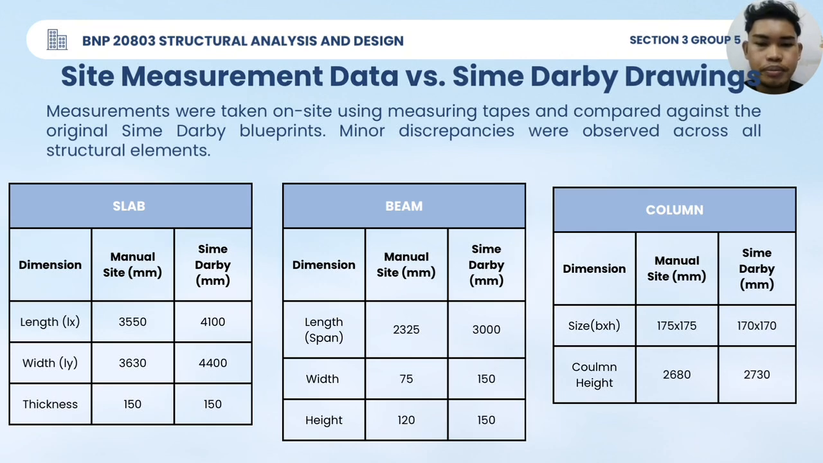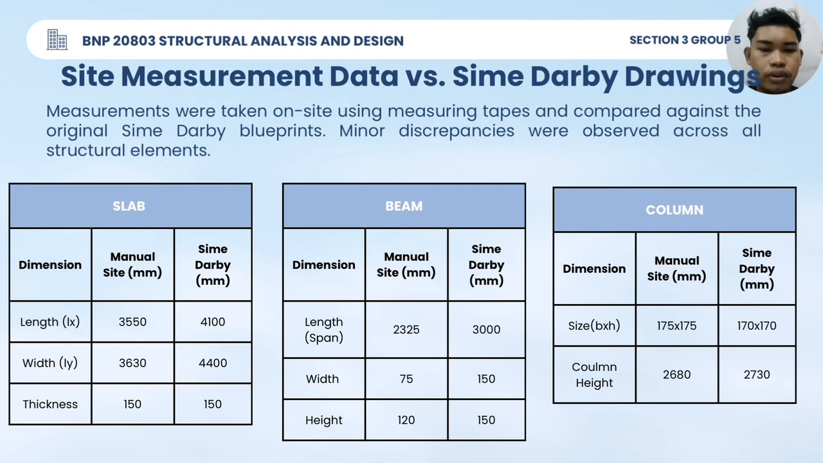Second, for the width of the beam. For the width of beam for the manual site measurement is 75 mm. Meanwhile, for the standard drawing it is 150 mm. And lastly is height. Height for the beam for the manual site measurement is 120 mm. Meanwhile, for the standard beam it is 150 mm.